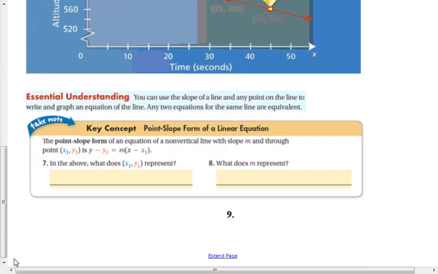Okay, point slope form of a linear equation looks like this. Point slope form of an equation of a non-vertical line with slope m and through point x sub 1, y sub 1, so you have the slope and one point, is y minus y sub 1, so this is the y coordinate of the point you're going through, equals slope times the quantity x minus x sub 1, where x sub 1 is the x coordinate of the point you're choosing. So in the above, x sub 1, y sub 1 represents a point on the graph of your line, and the m represents the slope, just like before.